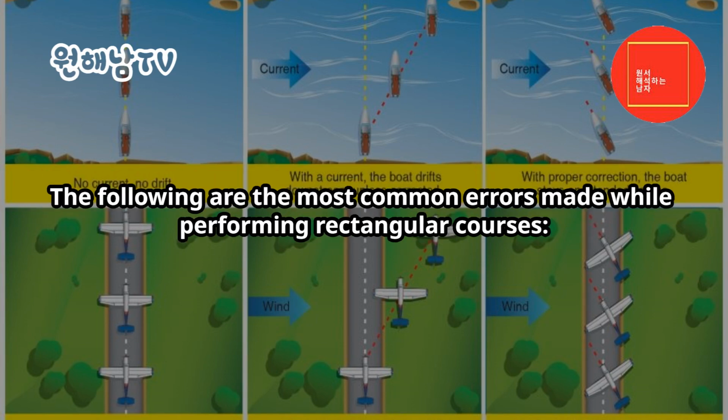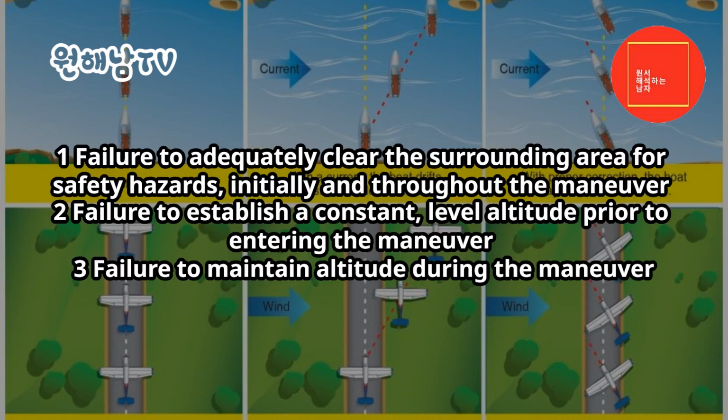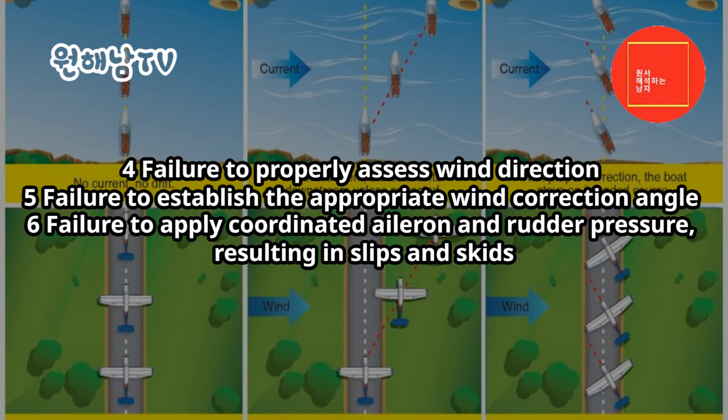The following are the most common errors made while performing rectangular courses. 1. Failure to adequately clear the surrounding area for safety hazards, initially and throughout the maneuver. 2. Failure to establish a constant, level altitude prior to entering the maneuver. 3. Failure to maintain altitude during the maneuver. 4. Failure to properly assess wind direction. 5. Failure to establish the appropriate wind correction angle.